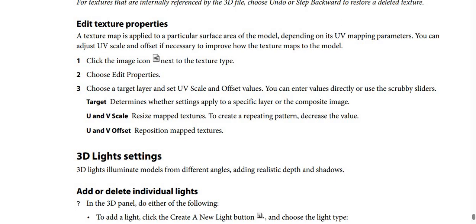And we have options here. Step number 3, we have 3 options. The first option, target. Target determines whether settings apply to a specific layer or the composite image. The second option, U and V scale. U and V scale resize mapped textures to create a repeating pattern, and you can decrease the value. And the third option, U and V offset, reposition mapped textures.